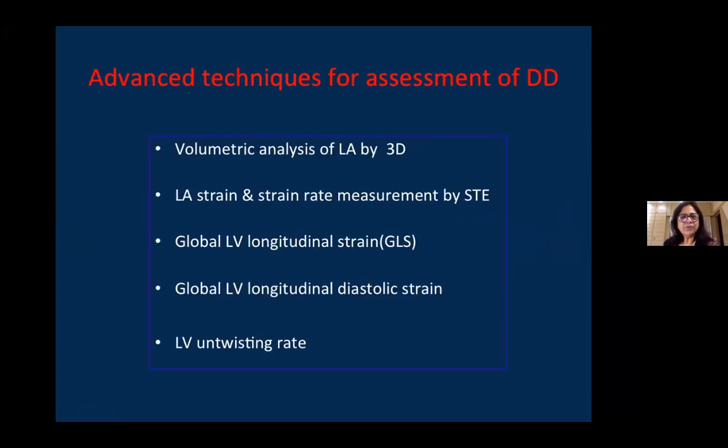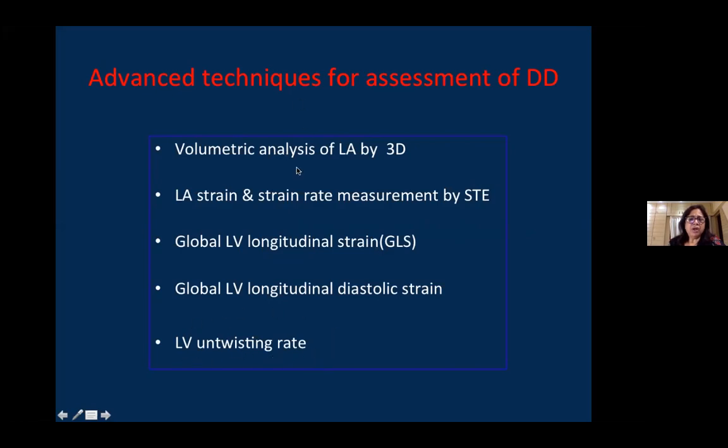And after knowing all these parameters, you should know the names of at least the advanced techniques for assessment of diastolic dysfunction, where we utilize volumetric analysis of LA by 3D. We do LA strain and strain rate by speckle tracking echocardiography, which is an advanced modality. We also do the global longitudinal strain. The global longitudinal diastolic strain has also been started. And we do the LV untwisting rate.